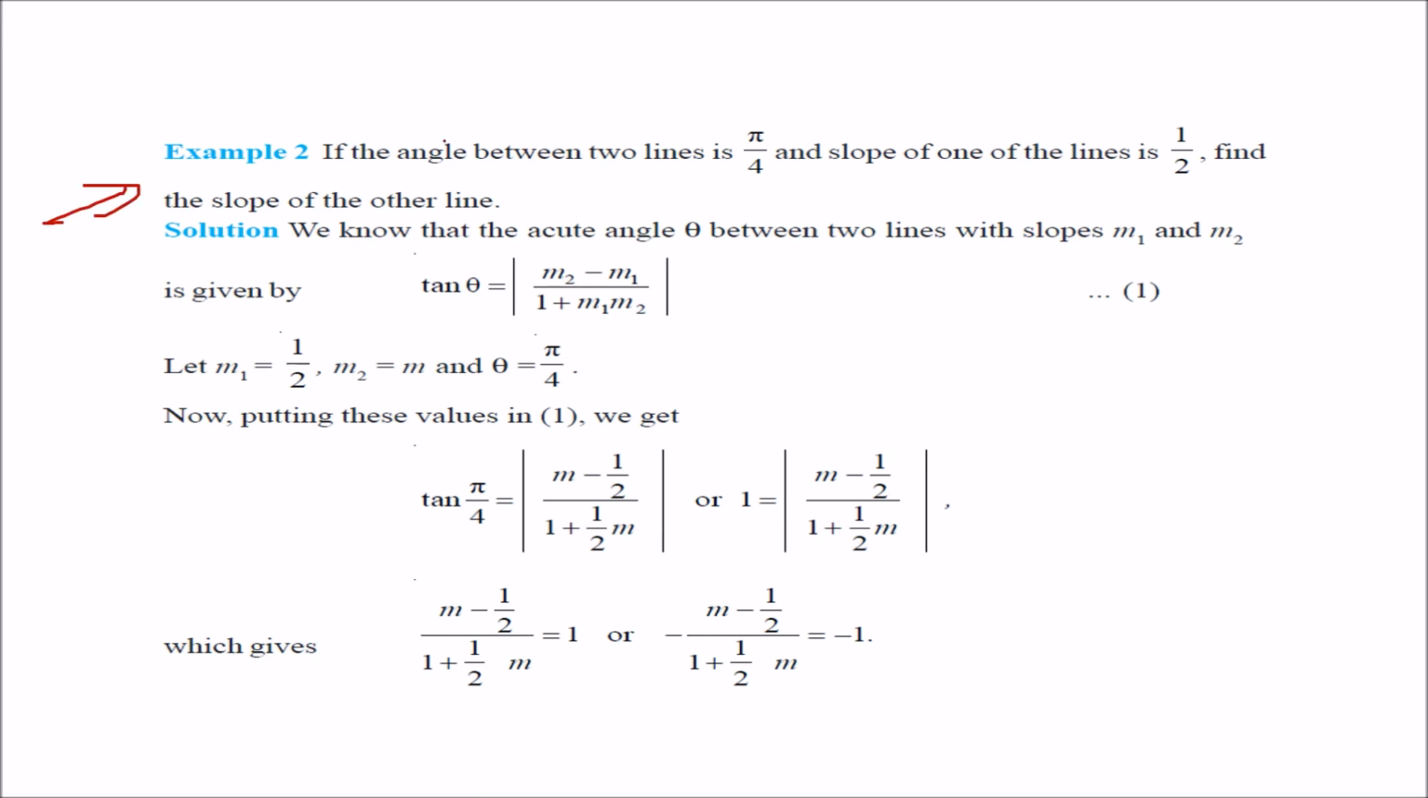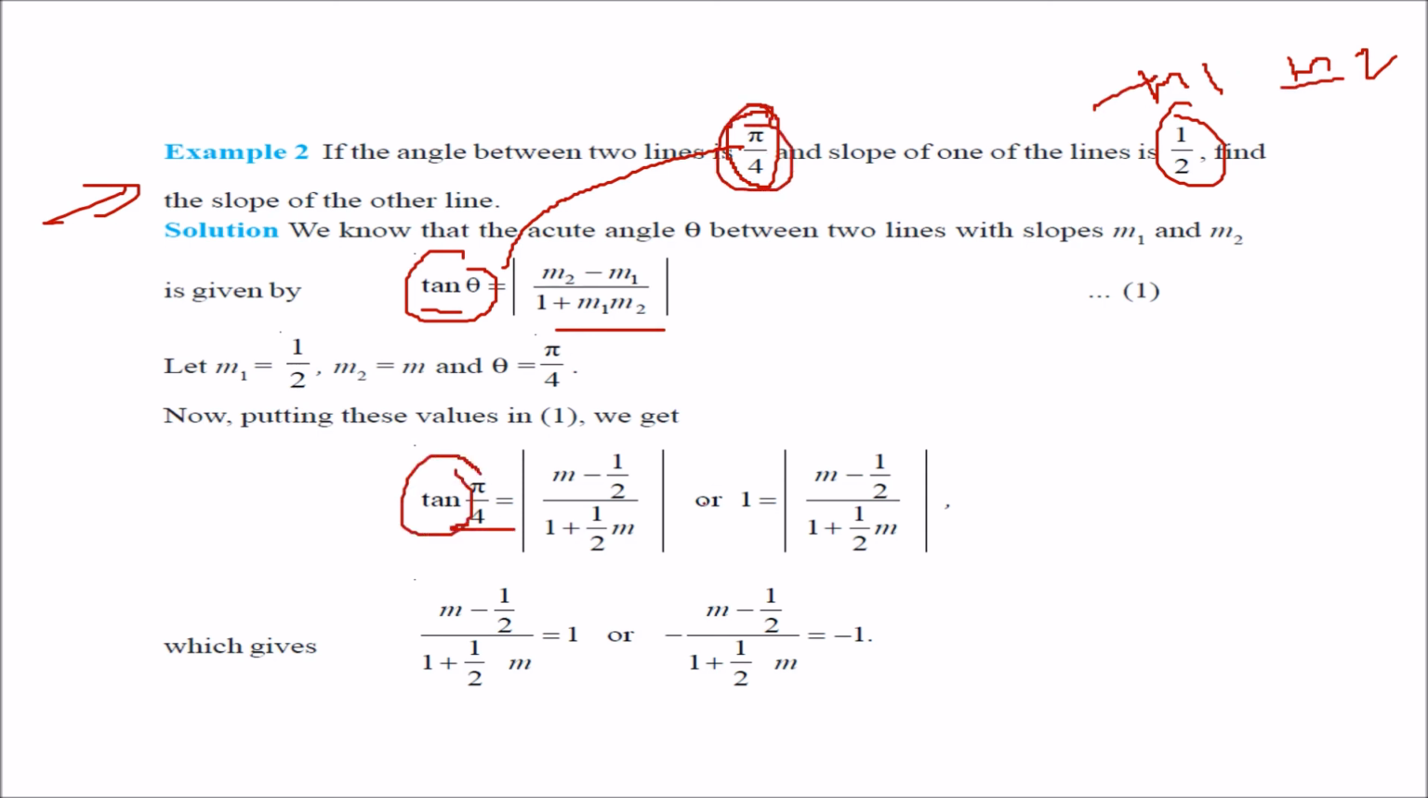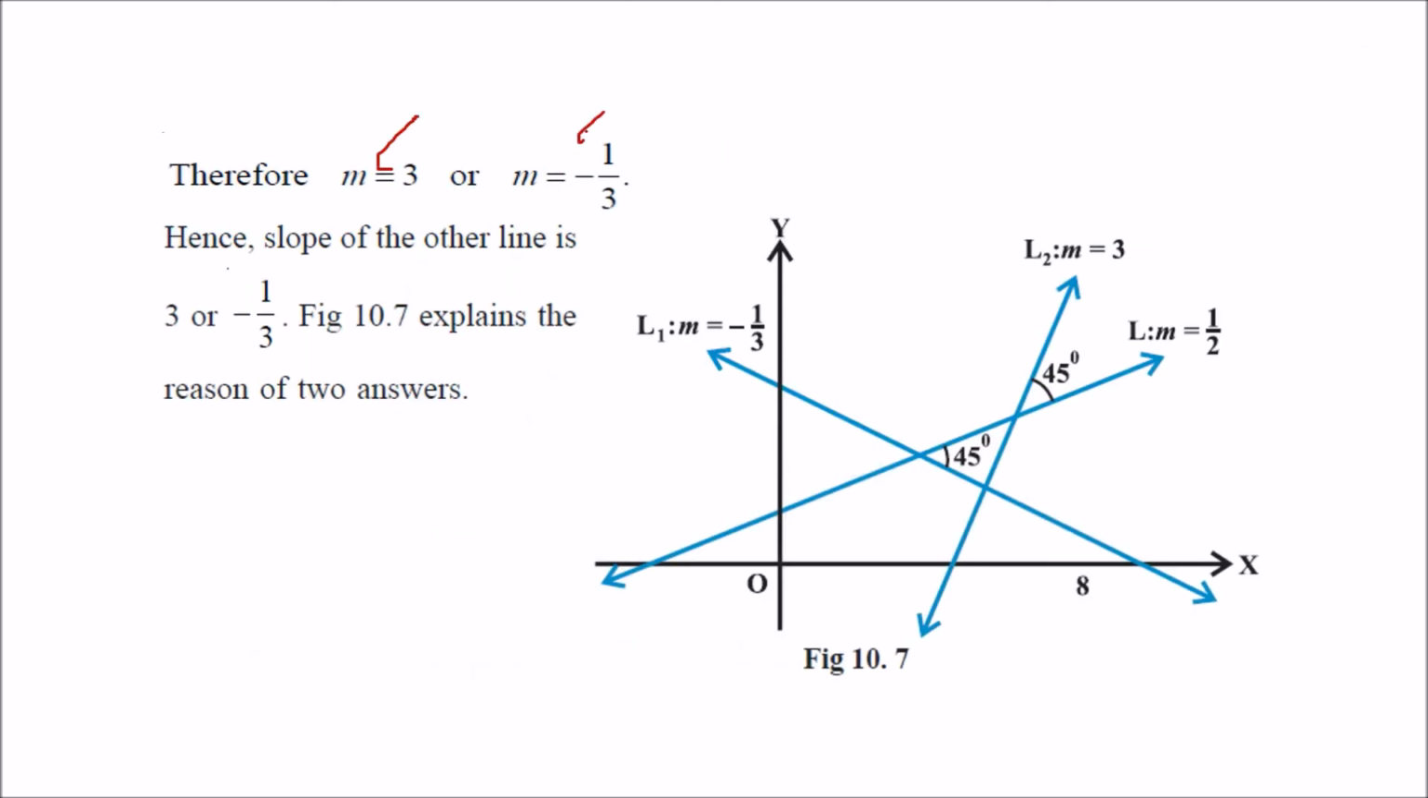Let us take an example. If the angle between two lines is pi by 4, so tan theta, we know, is m2 minus m1 by 1 plus m1 m2. This theta is pi by 4. And the slope m1 is half, and you have to find m2. So we'll utilize this formula. Tan theta is equal to m2 minus m1 by 1 plus m1 m2. m1 is half, m2 is not known. Tan pi by 4 is nothing but 1. So let us equate. Because this is a modulus, there will be two cases, 1 and minus 1. You have to equate it to 1 and also equate it to minus 1. Both cases have to be considered. So m can be 3, m can be minus 1 by 3.